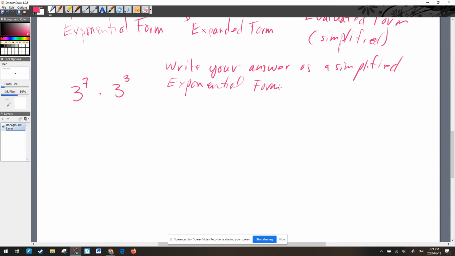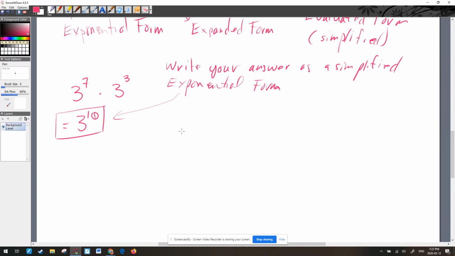Well, what I'd want there is the simplified form with the fewest number of terms. Multiplying powers with the same base, we add the exponents, so that would be 3 to the 10. That is what I would be after right there. So that's the simplified exponential form. It's as few different pieces as I possibly can, but it's still in an exponential form. Okay, so that's what that one would be. That's the simplified exponential form.